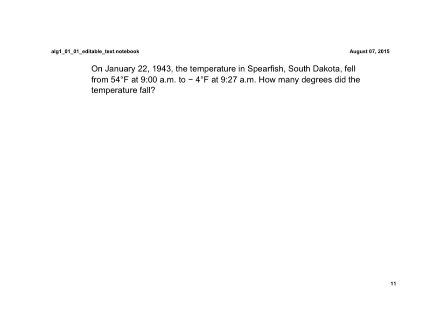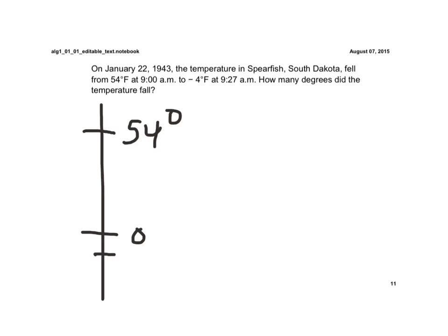So here we have on January 22nd, 1943, the temperature in Spearfish, South Dakota fell from 54 degrees at 9 a.m. to a negative 4 degrees at 9:27 a.m. How many degrees did the temperature fall? Well, it really would help if we kind of thought about it on a thermometer. So if we have a thermometer here, and we put 0 here, and we go 54 degrees here, well, a negative would be down here, negative 4 degrees.